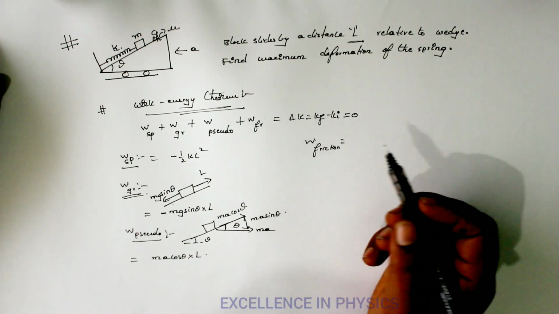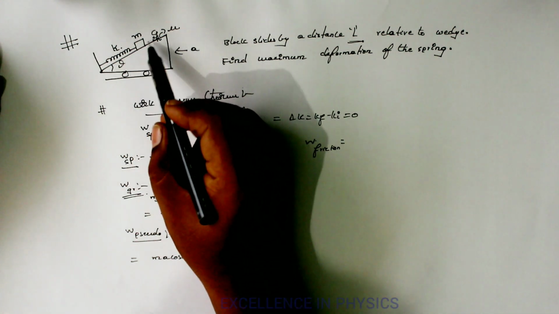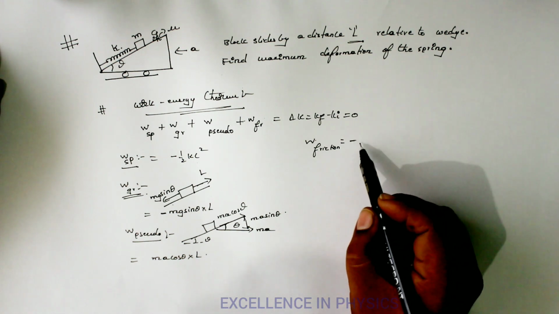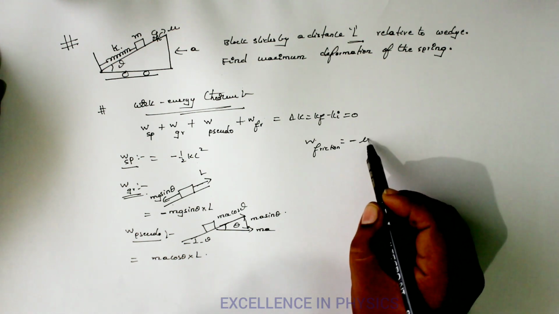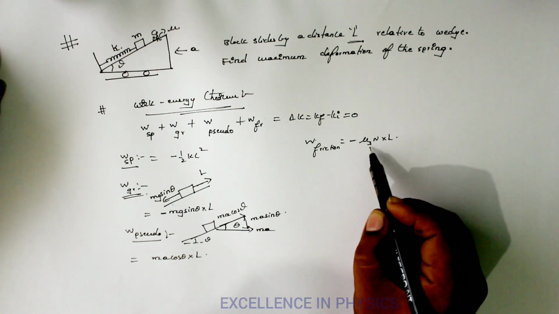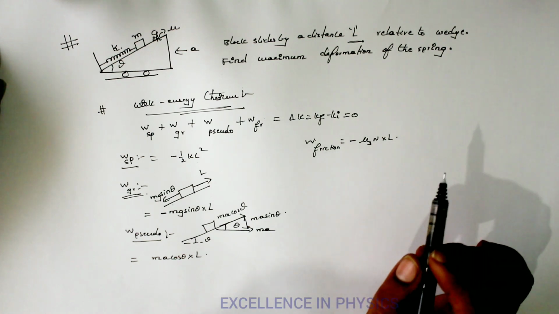Now we will calculate the work done due to friction. It will definitely be negative in this condition, because the body is moving upwards, so friction will act in the downward direction. The work done due to friction I can write as minus mu s N into L. This is the frictional force, this is the displacement, and force into displacement gives the work done.